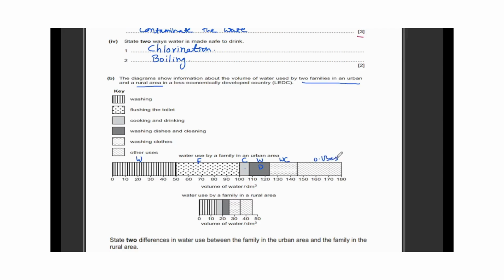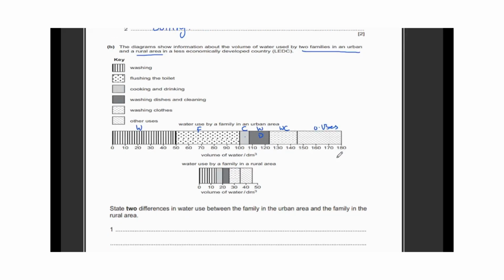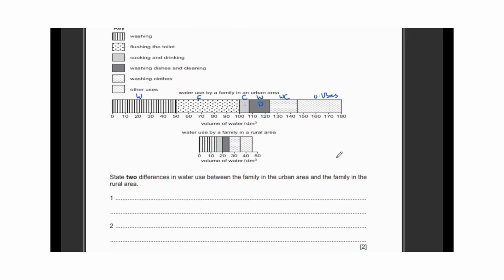Fine. Water used by a family in a rural area. Now in a rural area you can see the same thing. This is for washing. This one is not there: flushing the toilet, because they go outside in the open, so there is no flushing of water. Cooking is there. This is for cooking. So washing dishes, then this is for clothes and other uses.